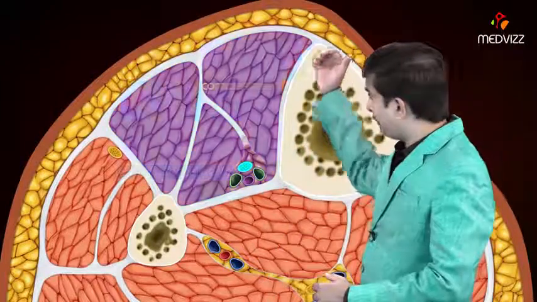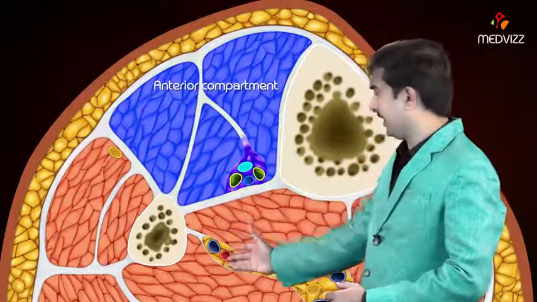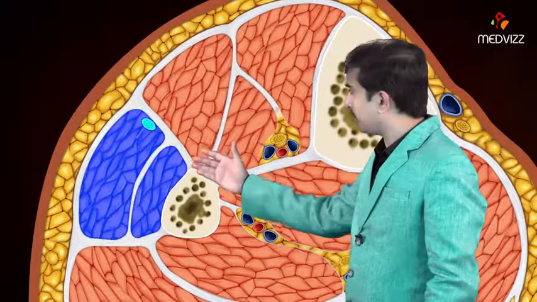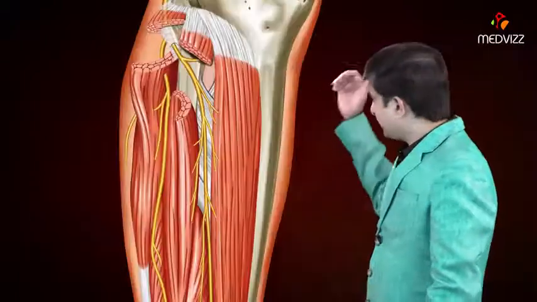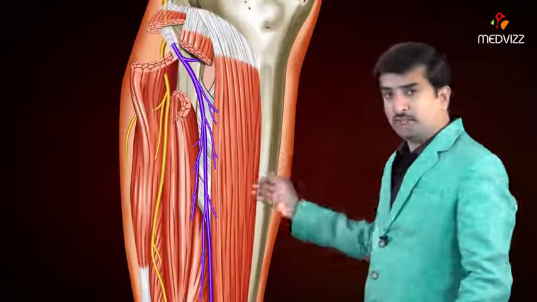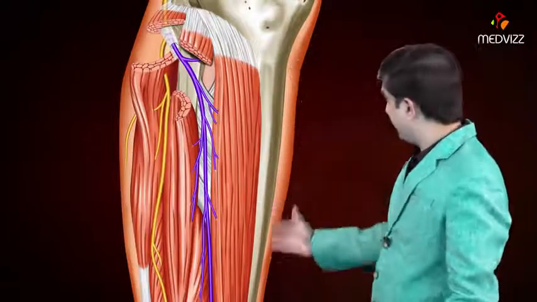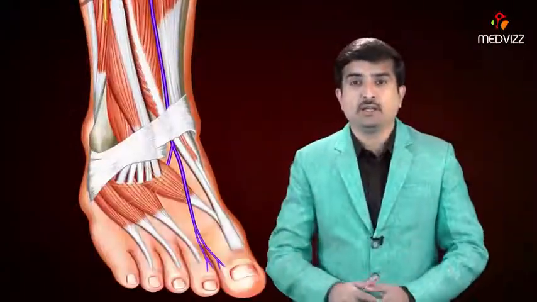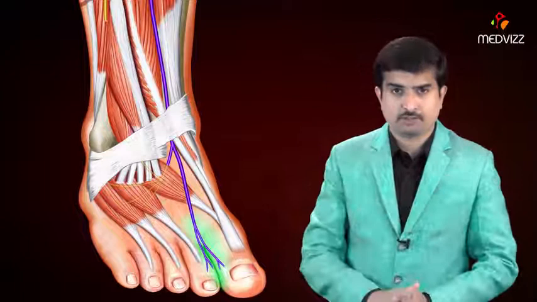And when we talk about the deep peroneal nerve, it is the nerve of the anterior compartment of the leg, and the superficial peroneal nerve is the nerve of the lateral compartment of the leg. So this deep peroneal nerve, which is the nerve of the anterior compartment of the leg, also gives innervation to the dorsum of the foot.